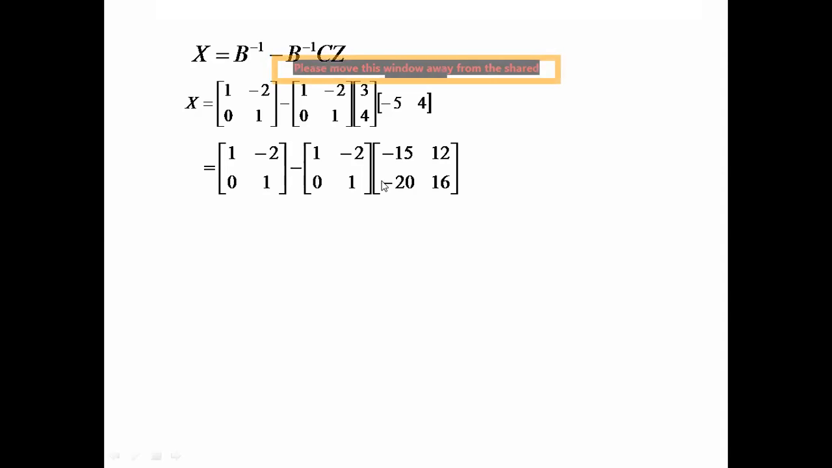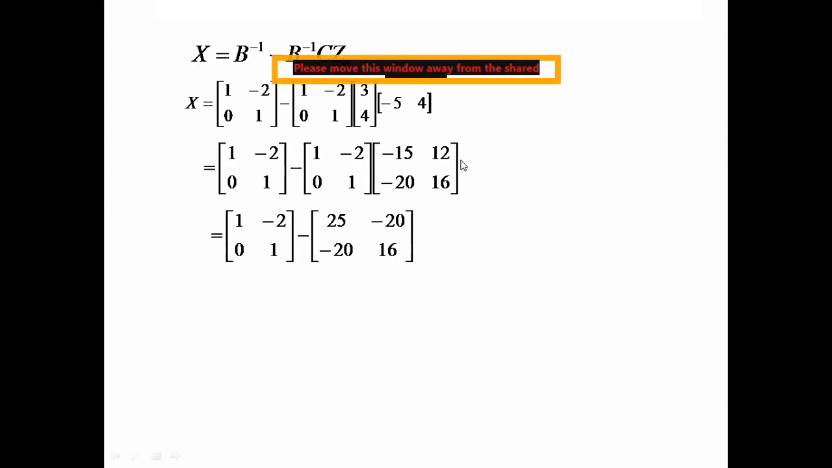Otherwise, you do it manually. Now, the product of these two matrices: this matrix, 1 into minus 15 plus minus 2 into minus 20, plus 40, 40 minus 15 is 25. Similarly, 1 into 12 plus minus 2 into 16. Here it is 12 minus 32, so that we get minus 20 only. Next, 0 into minus 15, 0, plus 1 into minus 20, minus 20. So this is minus 20. Similarly, this into 12, 0, 1 into 16, 16. This much we get.